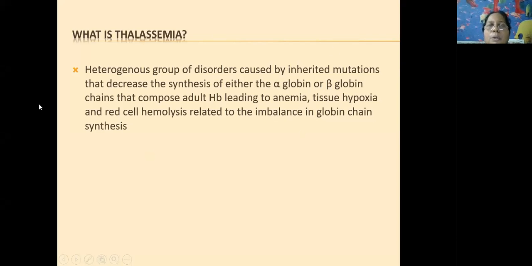So you understood? It is a group of disorders due to inherited mutation and reduced synthesis of either alpha or beta. So adult hemoglobin is less. That causes anemia, hypoxia, as well as there is hemolysis due to imbalance in globin synthesis. Now, everything, etiology, pathogenesis, and what will happen, everything is present in this definition.